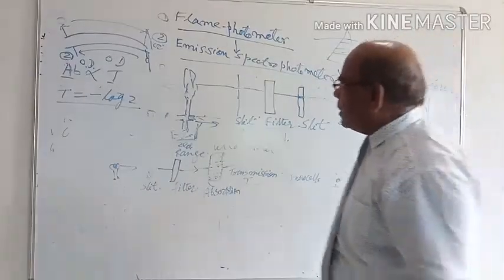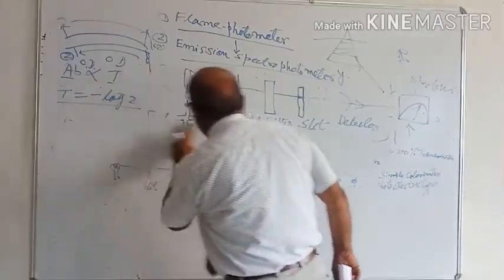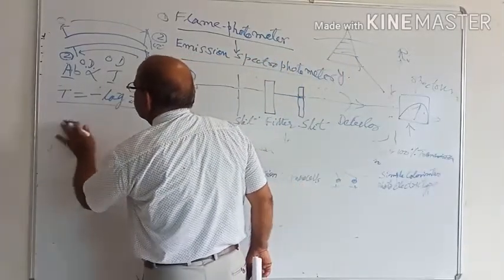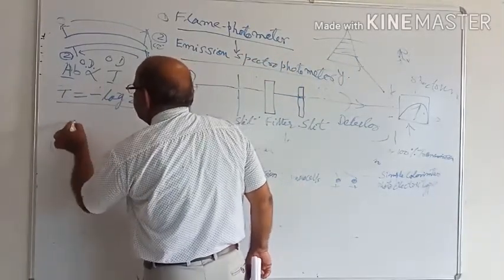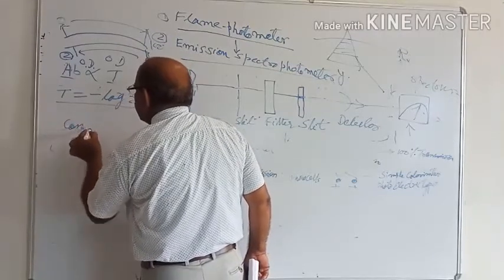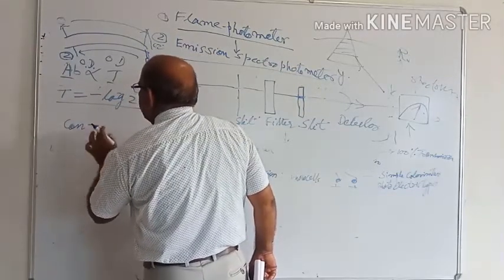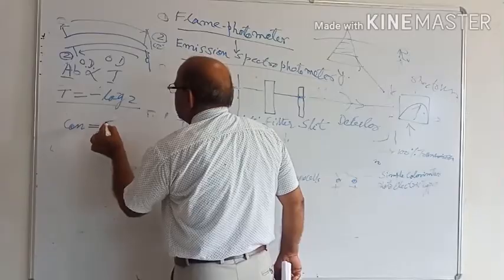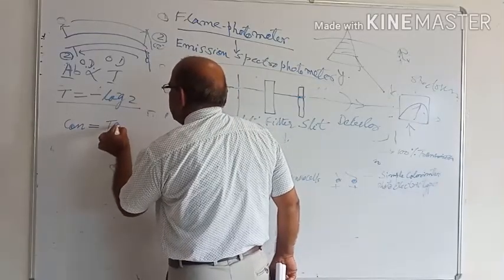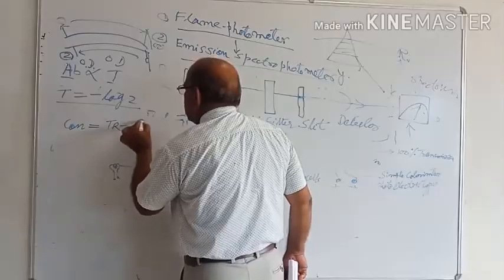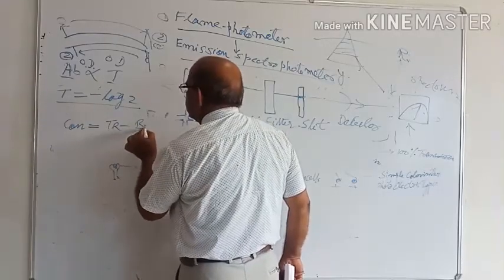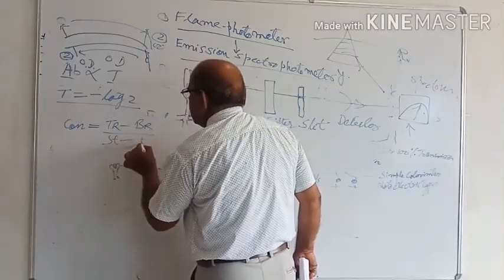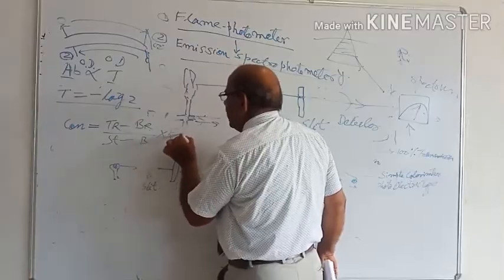According to Beer's law, we simply follow that concentration is equal to test reading minus blank reading upon standard reading minus blank reading into factor.